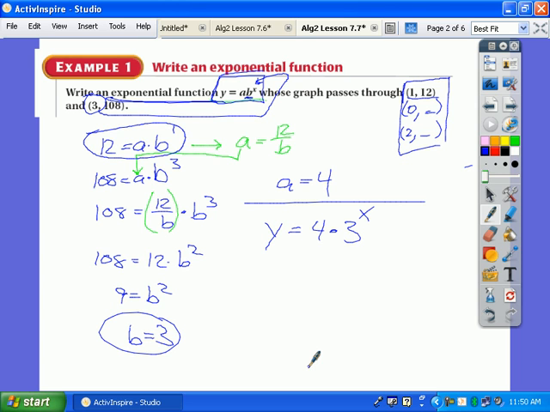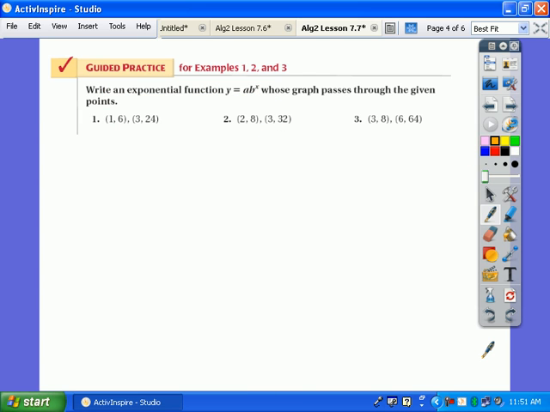All right, so let's try another problem here. Problem number 1. So, we're going to start with this point, and we're going to plug it in. So 6 equals A times B to the first power, and we'll plug in the other one, 24 equals A times B cubed. Okay. This is a system of equations. We're going to start with the first equation, and we're going to solve it for A. Always. Solve this for A.